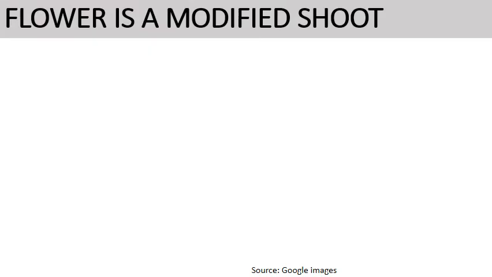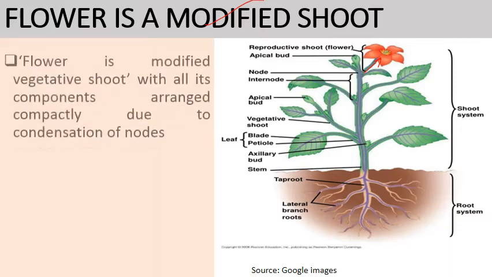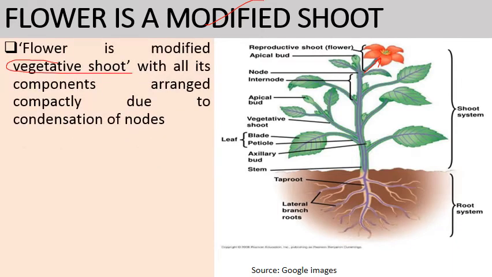Next, flower is a modified shoot. So as we know, this flower is a highly modified condensed reproductive shoot, in which the nodes and internodes are compactly arranged or condensed. So flower is a modified vegetative shoot with all its components arranged compactly due to condensation of nodes.